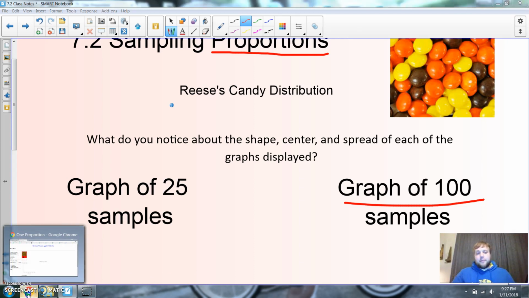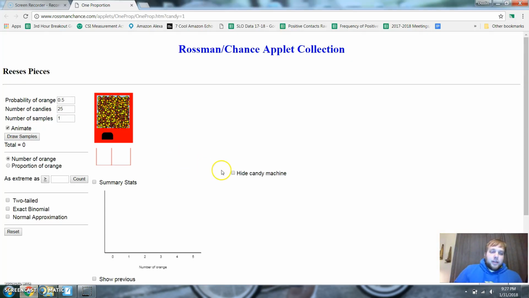Let's do the graph first for 25. All right. So right now I'm setting the probability of orange at 50%. I don't know what it is really, but number of candies. So let's say I open up my pack of 25 candies. What are the odds they're orange? Now, am I always going to get 50% orange? No, right? Sometimes they'll be kind of intermixed.